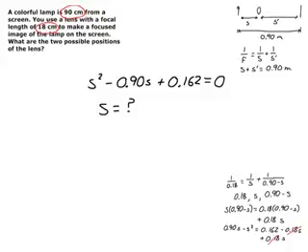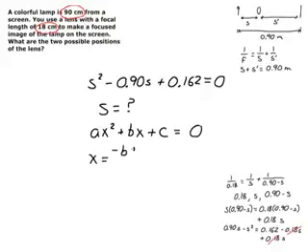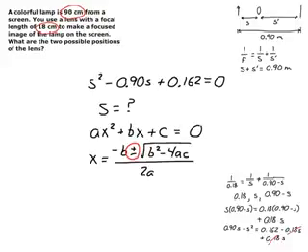Remember, if I have the expression a x² + b x + c = 0, the possible roots of the equation are given by x = (−b ± √(b² − 4ac)) / 2a. The important thing to notice is that there's a plus and minus sign here, and that tells me that there are two possible roots of the equation, two possible values for x.